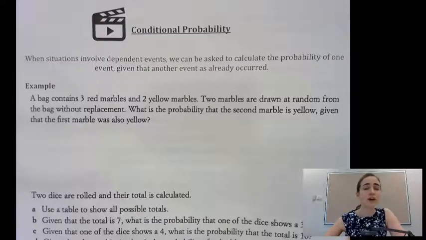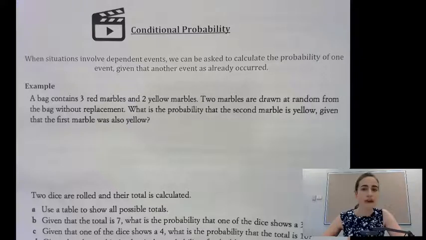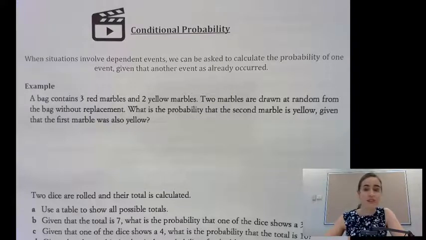In this video, I want to have a look at something called conditional probability. In our last video, we had a look at dependent and independent events, and conditional probability has to do with dependent events. When we have dependent events, we can be asked to calculate the probability of one event given that another event has already occurred. So we're saying, given that this particular outcome happened in the first stage of our experiment, what's the probability of something in particular happening in the second stage?